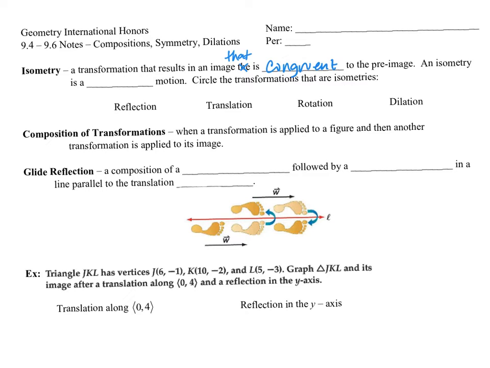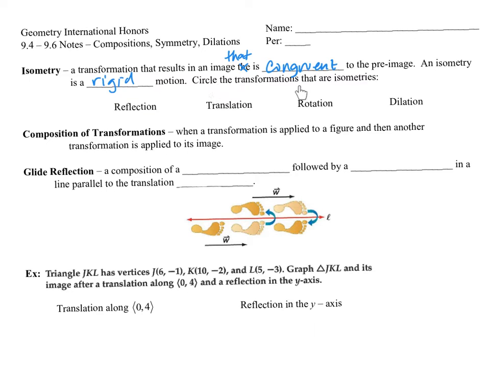An isometry is what we call a rigid motion. Okay, because since the pre-image is congruent to the image, that means it's rigid. It doesn't change its shape. It doesn't change its size.